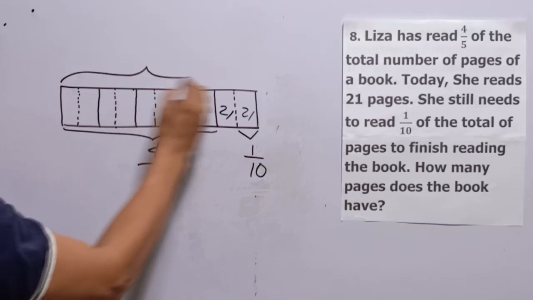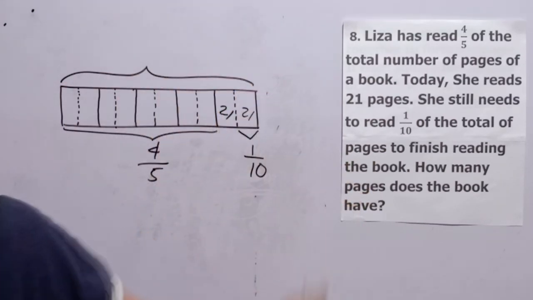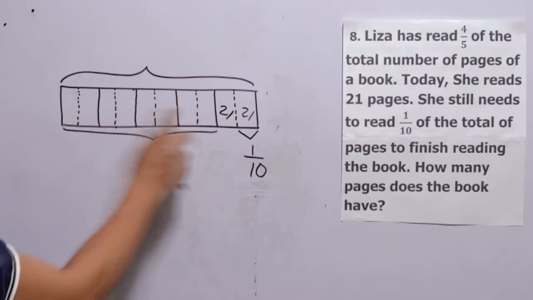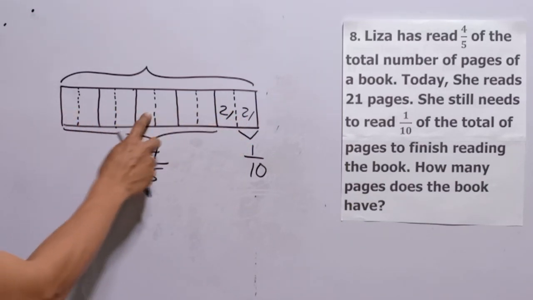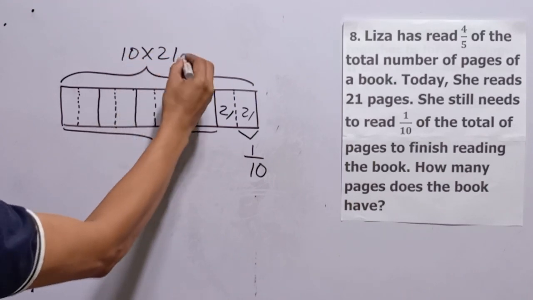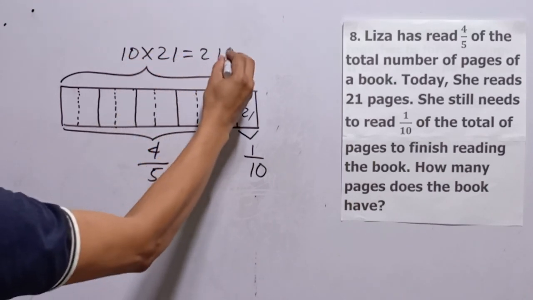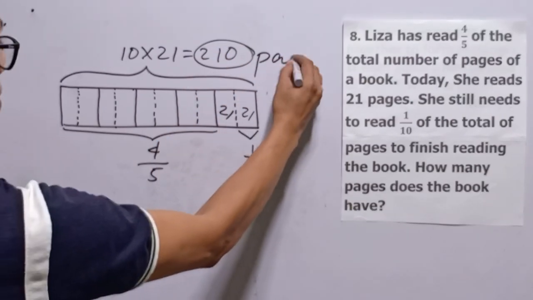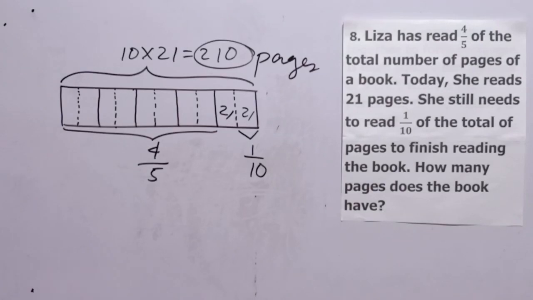So you simply multiply to get the total number of pages of the book. Since there are 10 equal parts of 21, just multiply 10 times 21. That's 210. So the book has 210 pages. Our answer is 210.